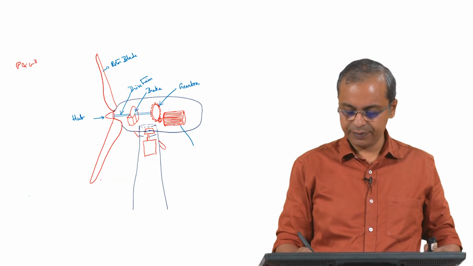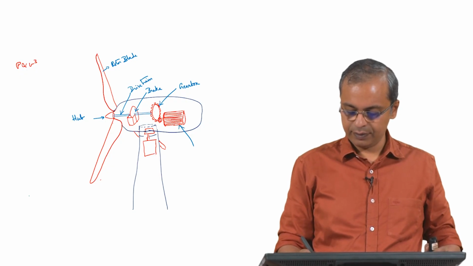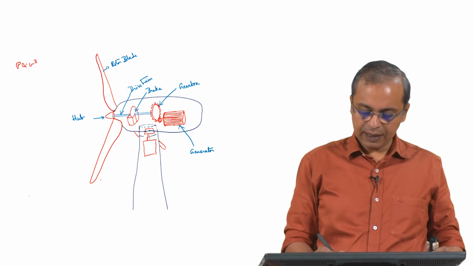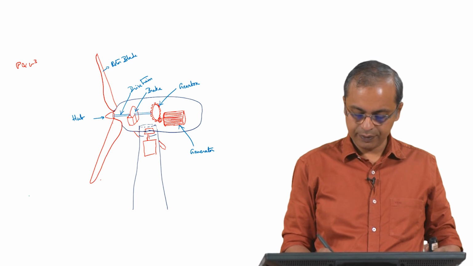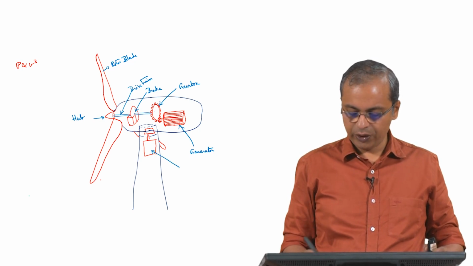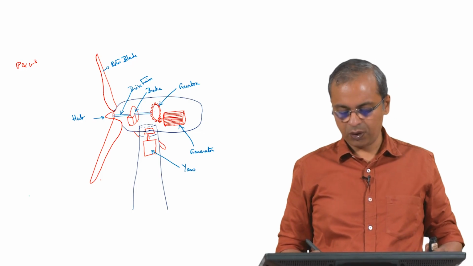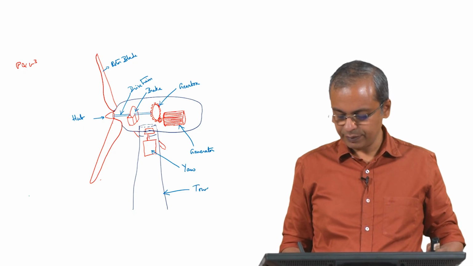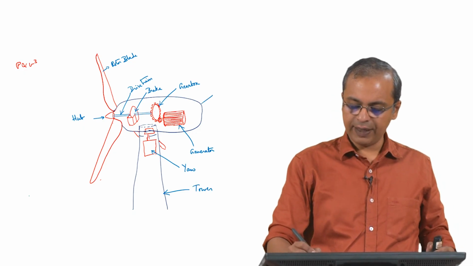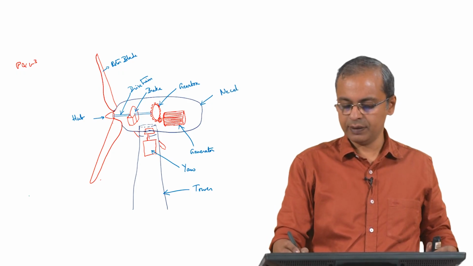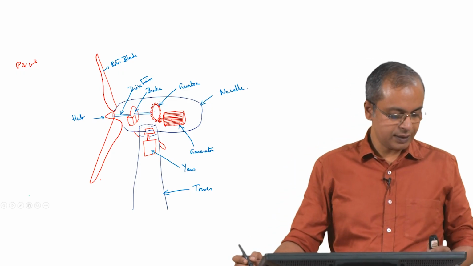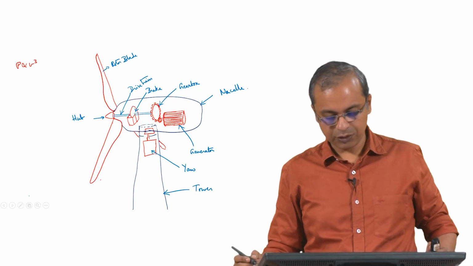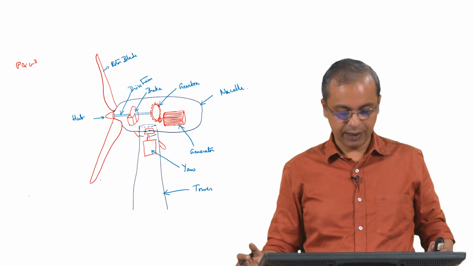So the generator sits here. And then we have a mechanism here called the yaw mechanism. That is what is sitting there. This tall structure here is the tower. Okay, and finally, what we have here is the nacelle. Right, so this is the nacelle. So these are the major parts of the wind turbine, right.